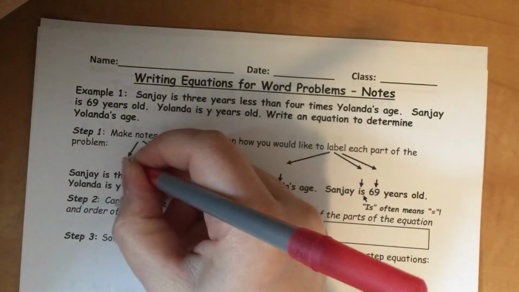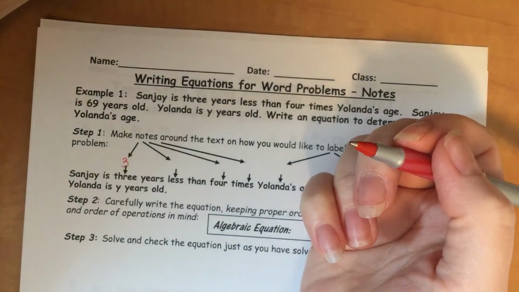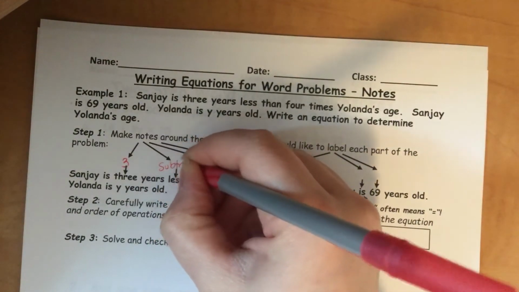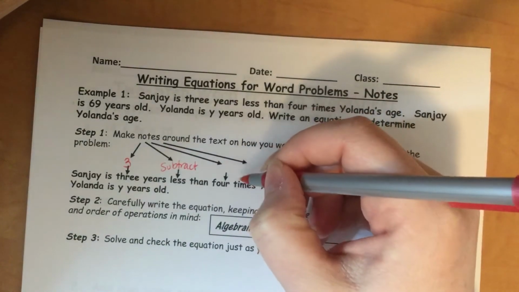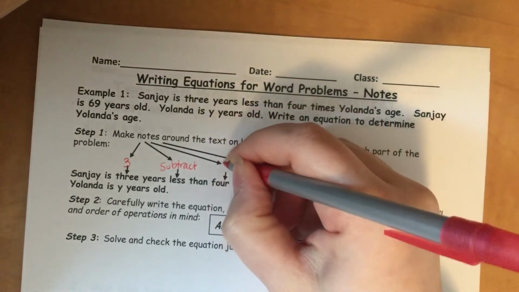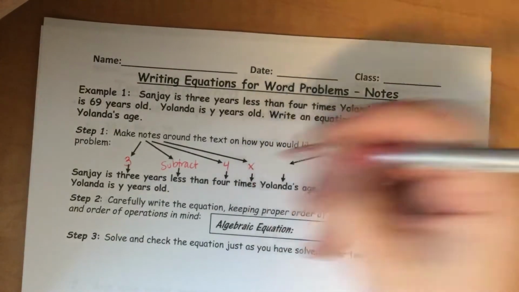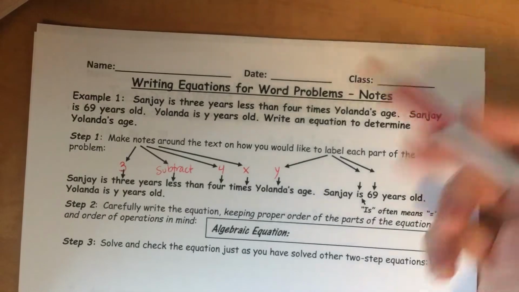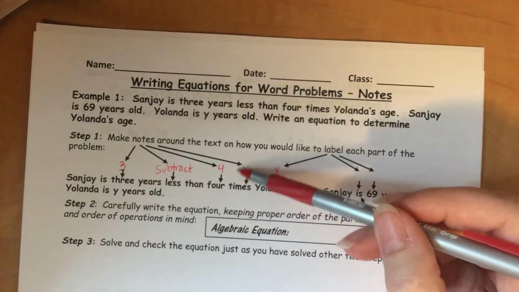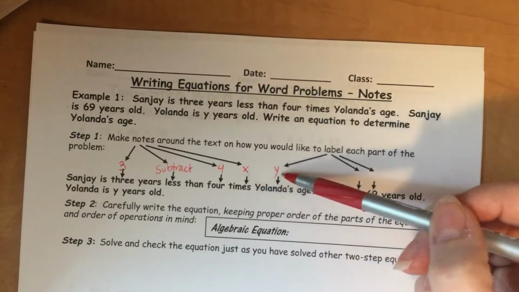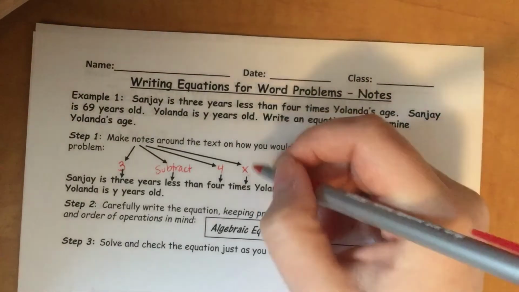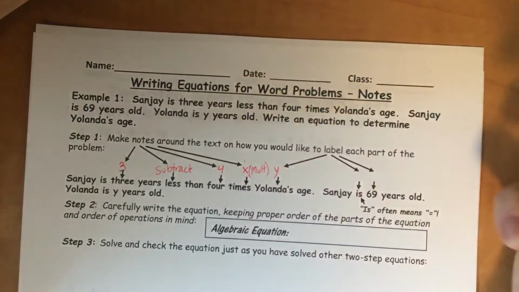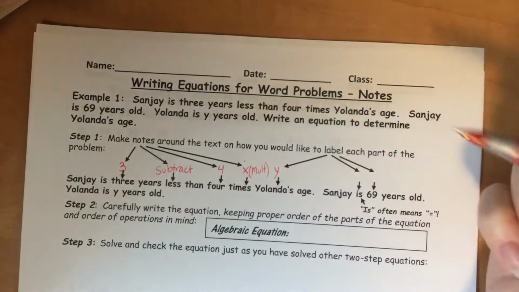So this word is going to tell us a value. We have 3 years less. When we see the word less, we know that we're going to subtract most likely. And then we have 4 times. So we have a value and another operation. Yolanda's age, which is a Y. And when you use a multiplication symbol, it starts to become a variable. Let's see, it looks like it's an X. So maybe you write multiplication instead. You kind of have to navigate whatever's easiest for you.